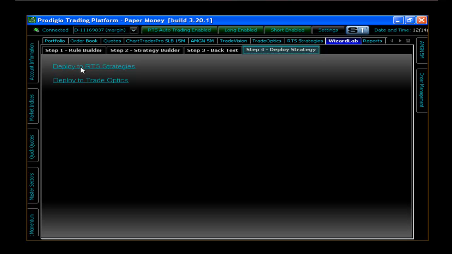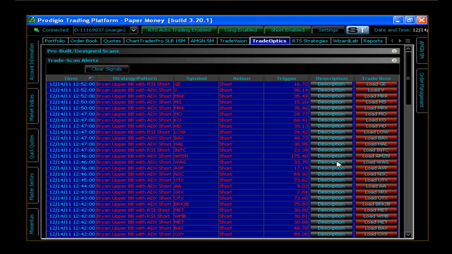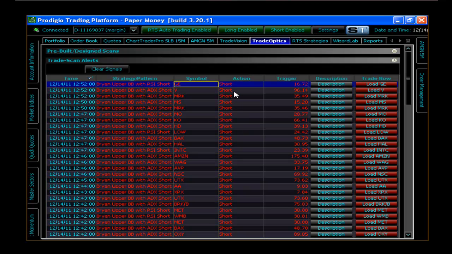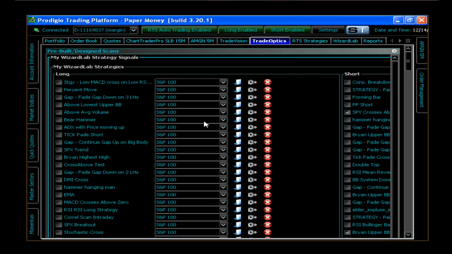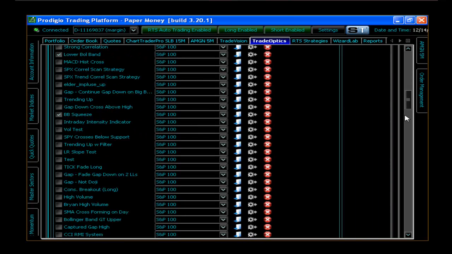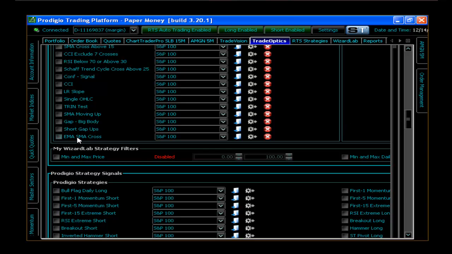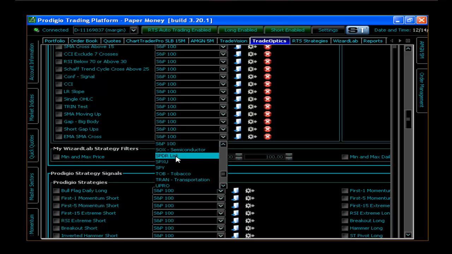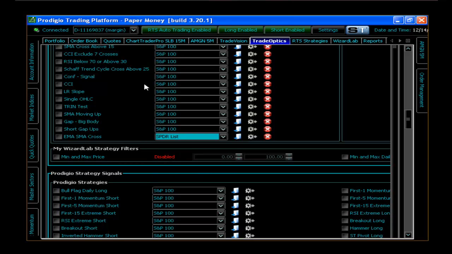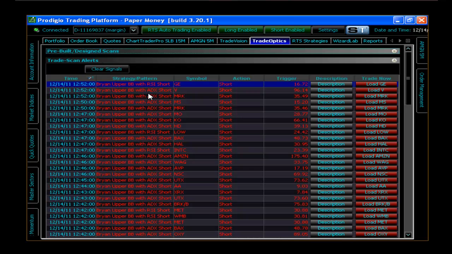And the idea behind deployment is very simple. You're publishing your strategy, right? And so you can deploy to RTS and trade optics. Let's talk briefly about trade optics, which I showed a little bit earlier. The idea behind trade optics is that all of the strategies you build are here for deployment. And I can scroll down to this EMA SMA cross. I can pick the symbol list I want it to trade on. Maybe I want it to trade on that spider list that I had built before. And if I select the checkbox, that is now deployed on the server.